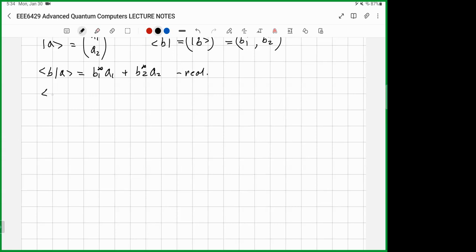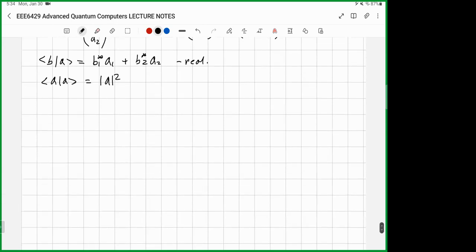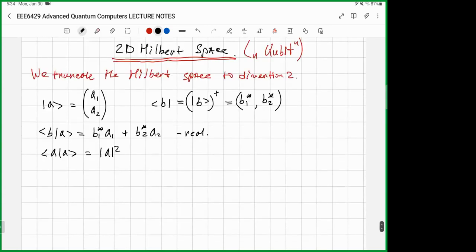And for example, the inner product of a vector by itself is the absolute value squared of A, right? And this is also a real number. Again, so this is the inner product.